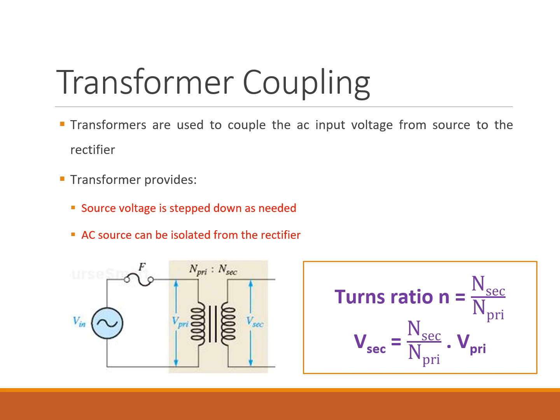So voltage on the secondary side would be equal to that ratio of turns on the secondary over the turns on the primary times the voltage on the primary, and that should give us the voltage that's on the secondary. So if the secondary has half the windings of the primary, you get half the voltage.